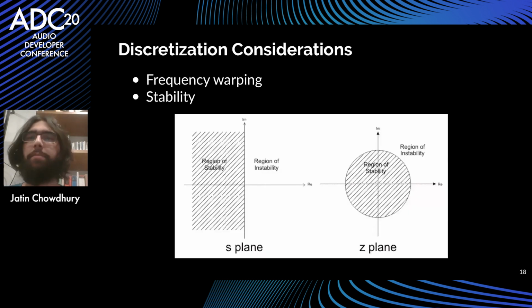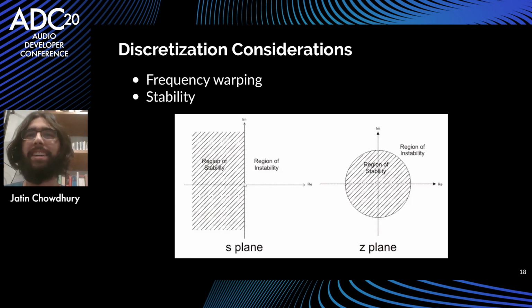A few things to think about when you're going through this discretization process of going from continuous time to discrete or digital time. The first is frequency warping. In the analog world, we think about frequency as being this y-axis on this plot here. I hope you all can see my mouse okay, otherwise this might be confusing.